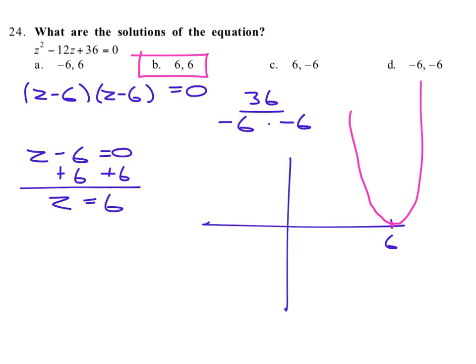Okay? So, but how do you find those points? You factor it. Okay? We didn't need to do the graph. I just wanted to show you that since it's one number twice, it's a perfect square. And what does that look like? That looks like touching the.